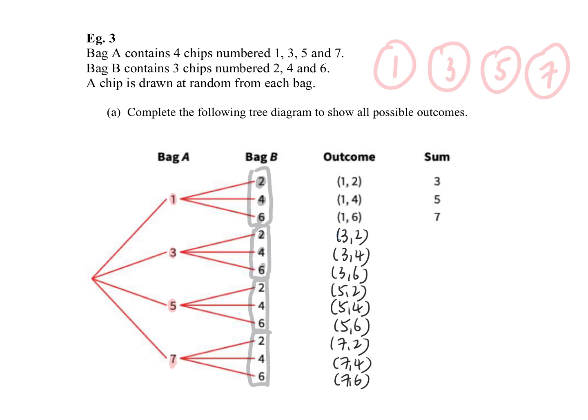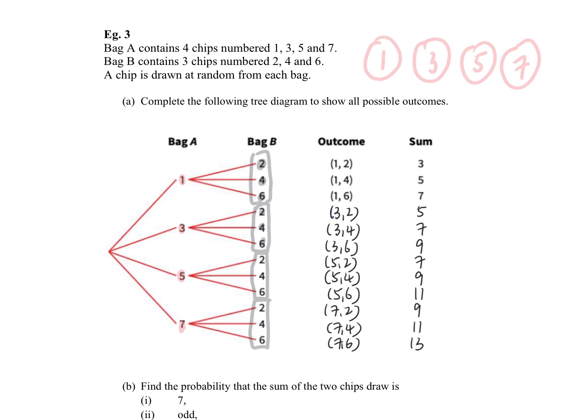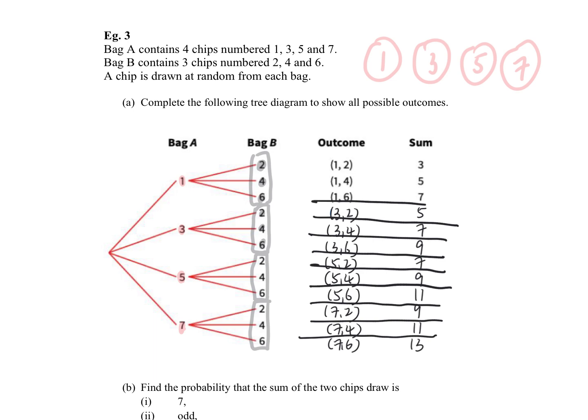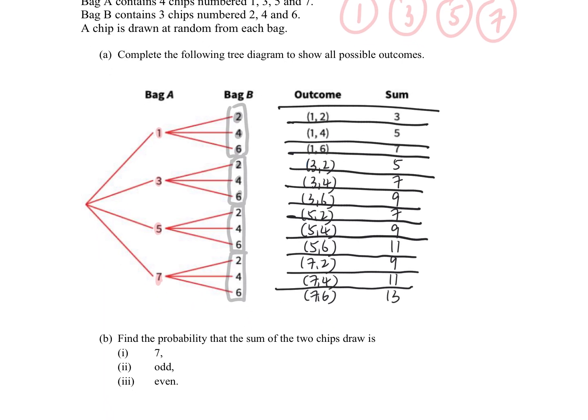It's like your possibility diagram, but you do it in branch form. And then they say, can you sum up the numbers on the 2 chips? Just go and add it up. If it's difficult to see, you can draw lines. What is the chance that the sum of the 2 chips is 7?